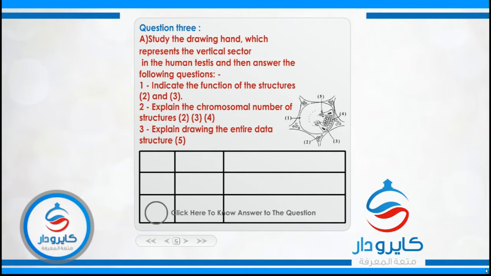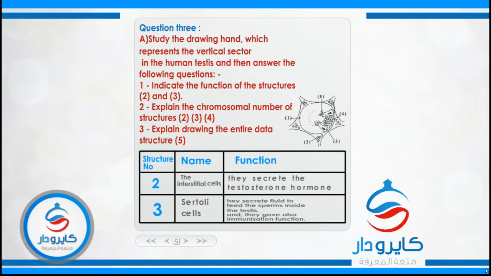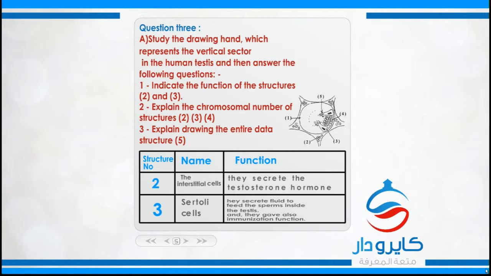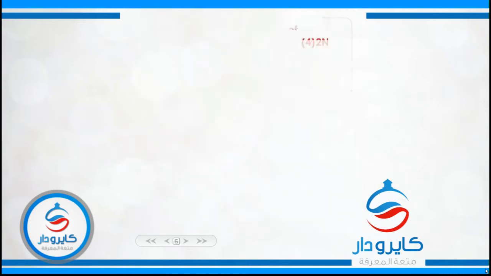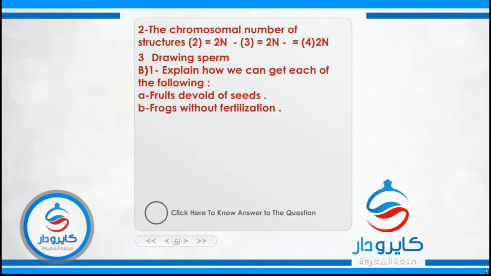Number 4 is cells which is called the spermatogonia. The spermatogonia, in this case 2N, and also the interstitial cells and the Sertoli cells 2N, each carry 2N or carry 46 chromosomes. So all these cells containing 2N chromosomes are produced from mitosis division. The third part, to draw the sperm.